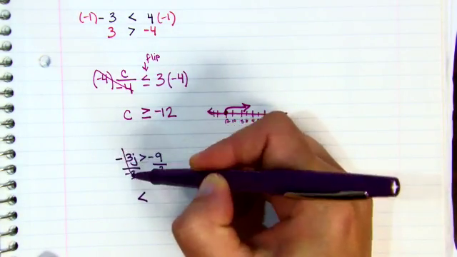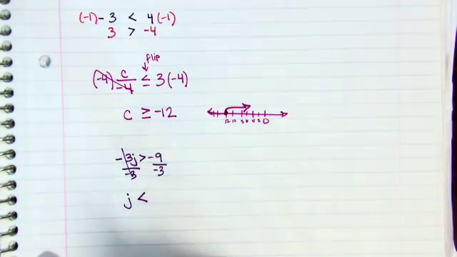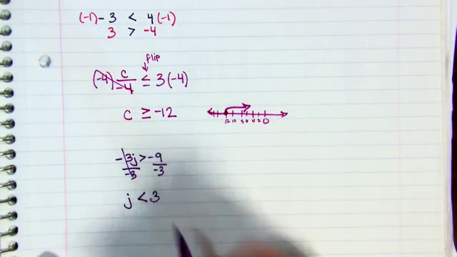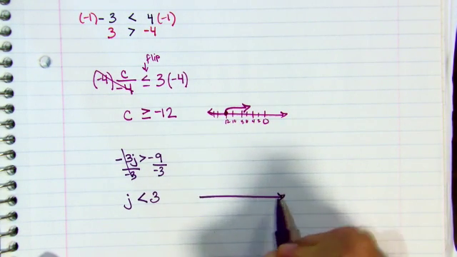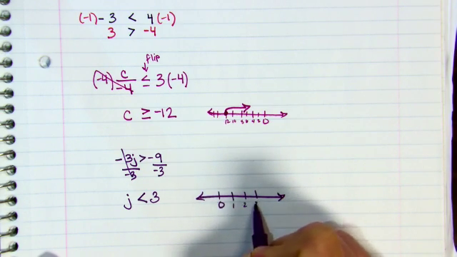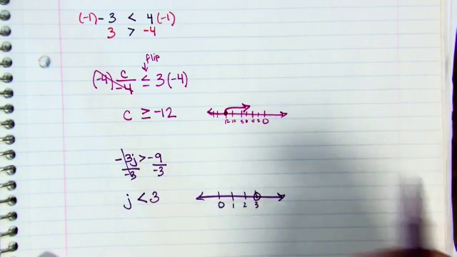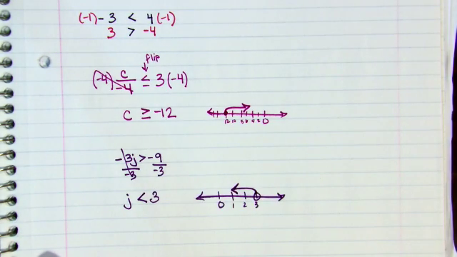Negative 3j divided by negative 3 is just j. Negative 9 divided by negative 3 is positive 3. So j is less than 3. 0, 1, 2, 3. I have an open circle at 3, and I'm talking about the numbers that are less than 3. So that would be my graph of my solution.